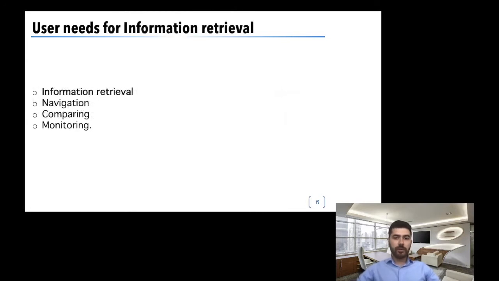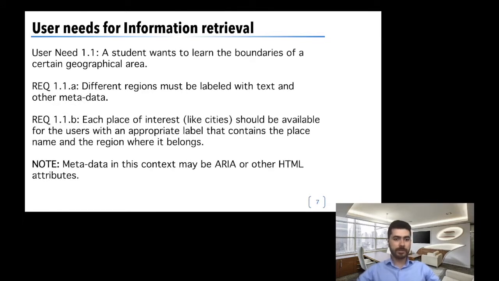So, user needs for information retrieval. We are going to start from the first user need and the first two requirements. Okay, so the first user need, a student wants to learn the boundaries of a certain geographical area. We have two requirements to solve this.